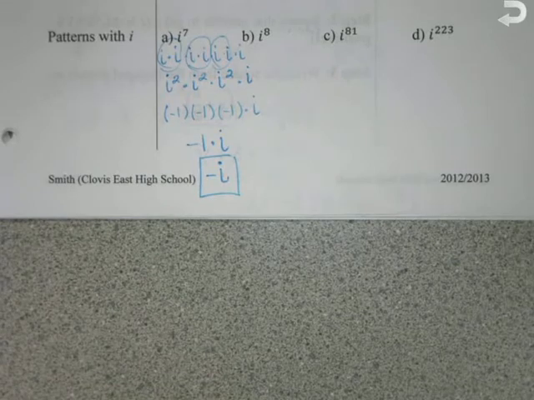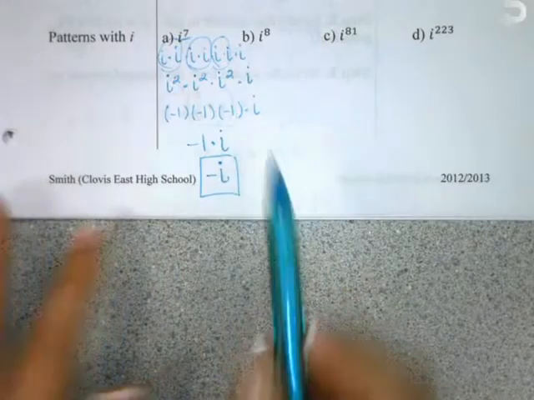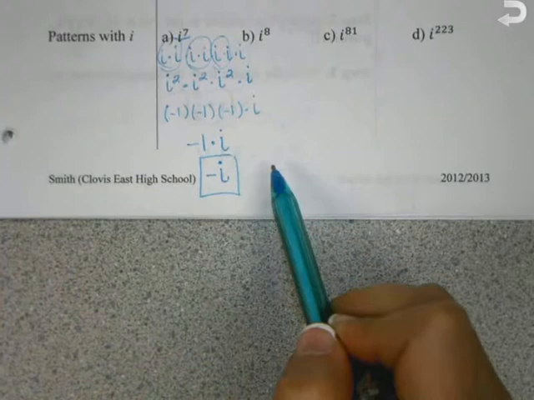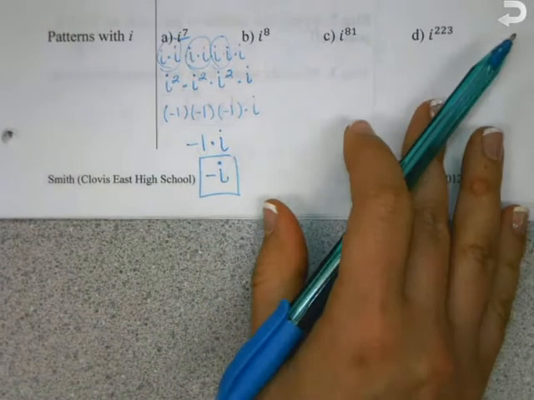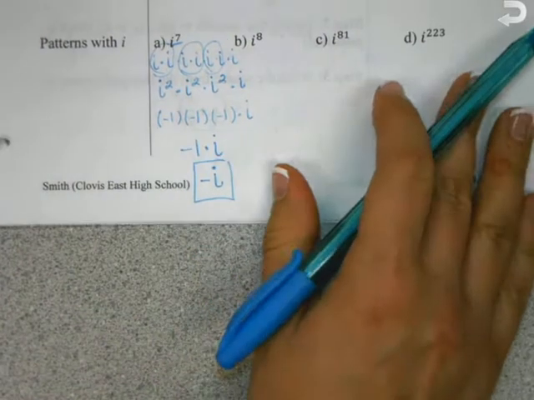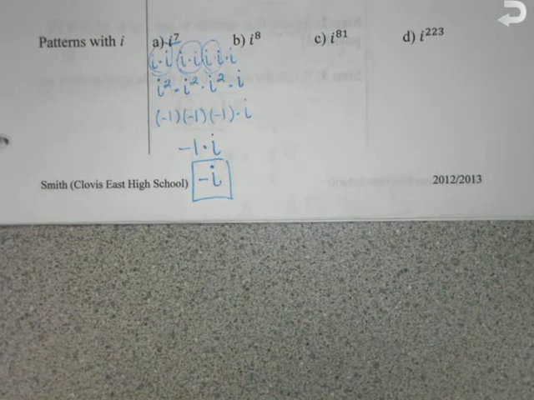So let's look at B then. i to the 8th power. That's i times i times i 8 times, right? 4, 5, 6, 7, 8. I ran out of room. Do we have to write it all out like that? For this one, yes. Not always.